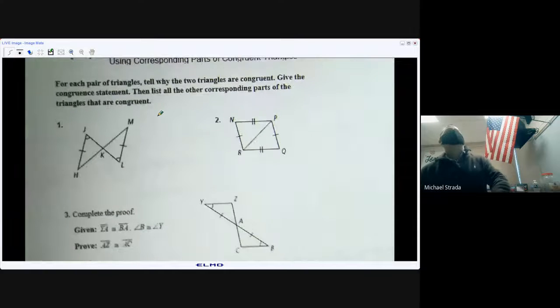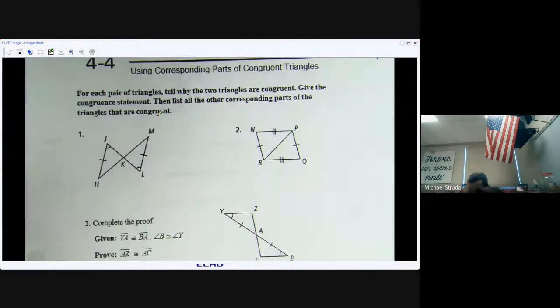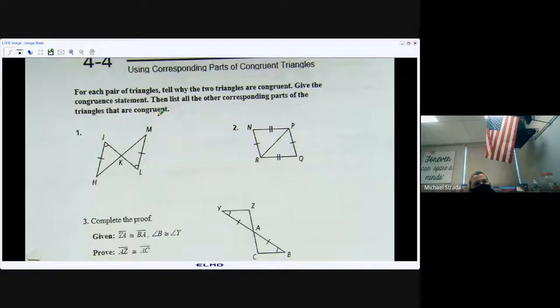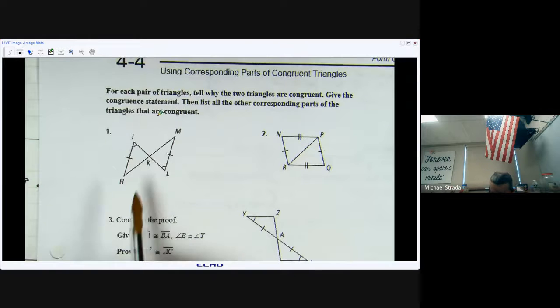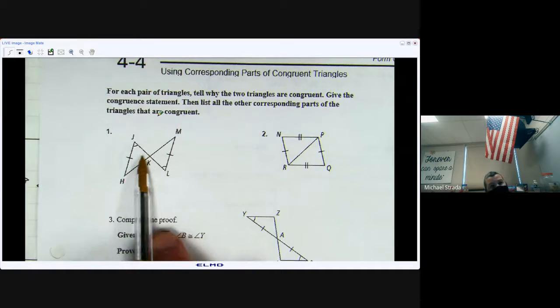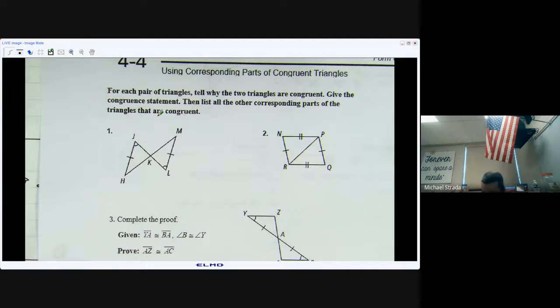So 1 and 2 are like the first one we did. You have to list the congruent statement and then list everything else that's congruent. All right. Feel free to add sketches. You don't have to explain why. So in other words, are these angles vertical angles? Yeah, so you can add them in. You don't have to explain that they're vertical angles with these.